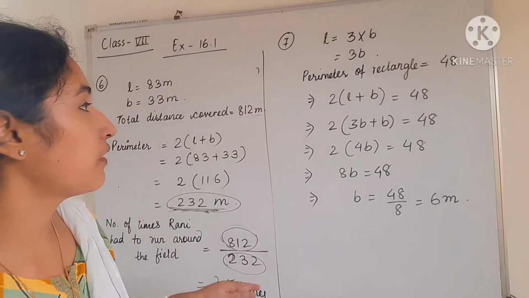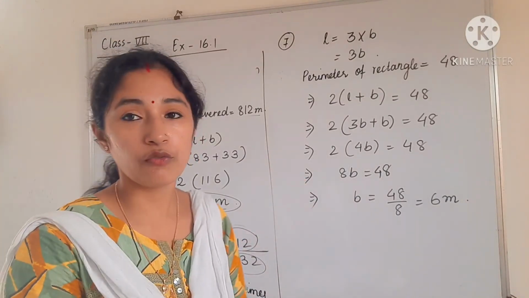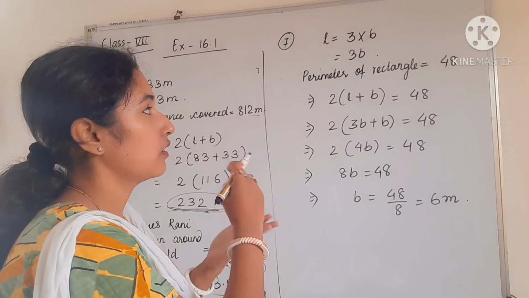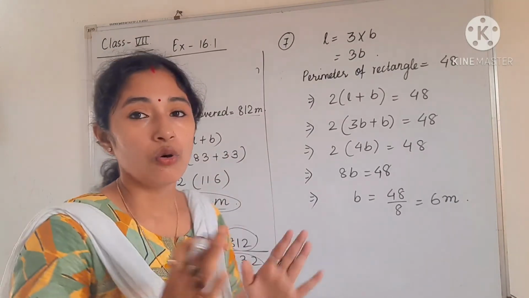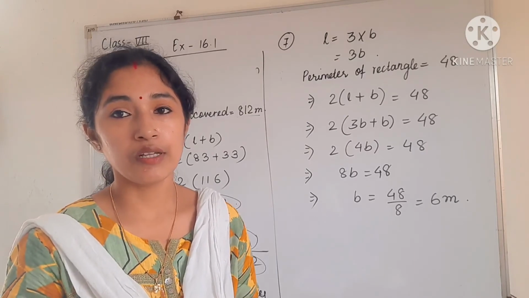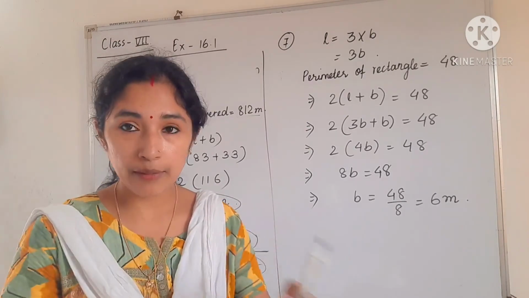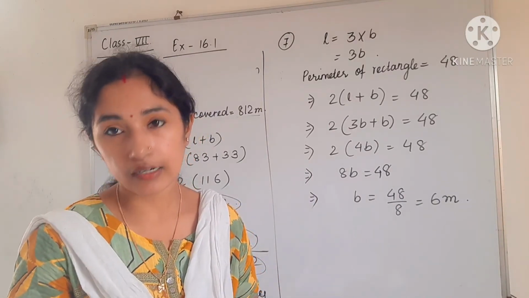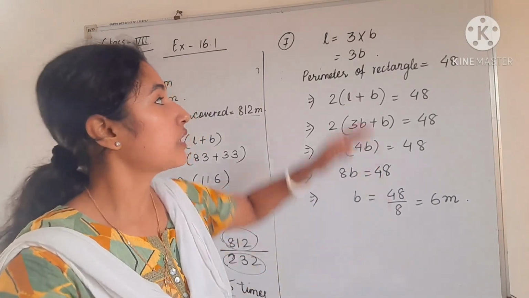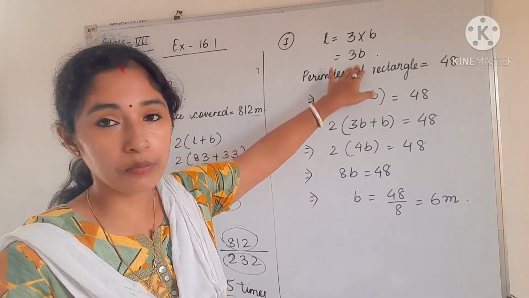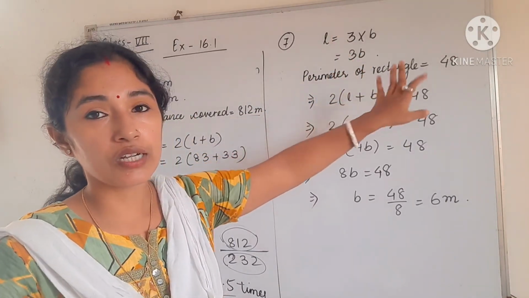Next is number 7. In number 7 you have to do it by yourself. I am just giving you the first given condition. See here what is given. Length is equal to 3 times its breadth. That means if we do 3 times of breadth, then we will get the length of the rectangle. So mathematically we can write L = 3b, and we know that perimeter of rectangle is what?